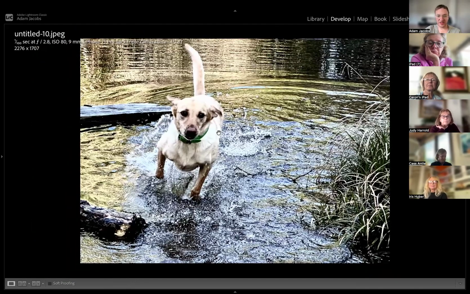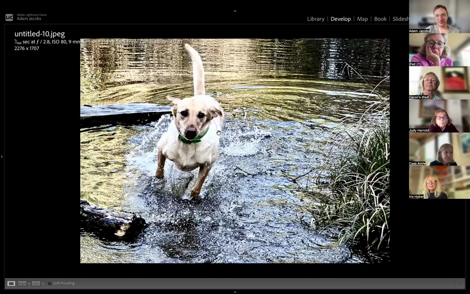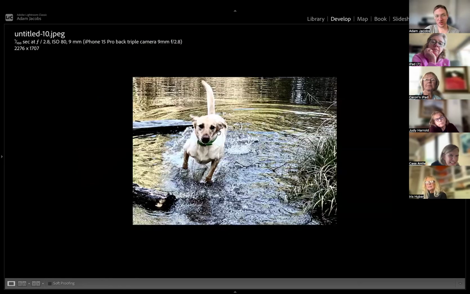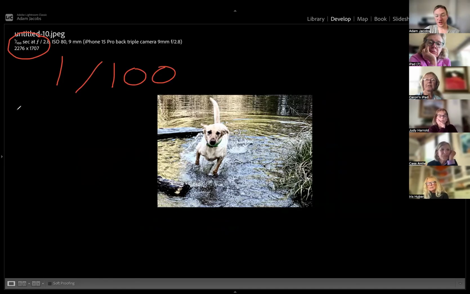What do we think? Is the dog frozen in this picture? Well, he's a little out of focus. I think he's not out of focus. I think he's blurred. Why is he blurred? He's moving. What's wrong with this? It could be faster. It's too slow. It's fast, but it's not fast enough.